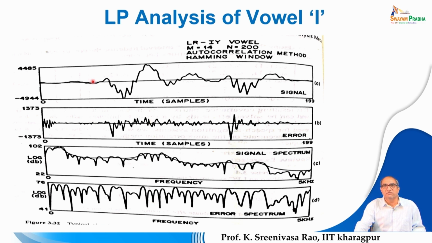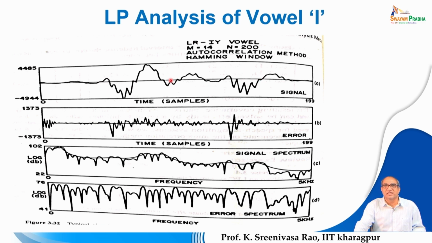We see in the analysis phase, this is a particular speech segment to be analyzed. From this speech signal, in the analysis phase, we get a set of LP coefficients, and then the outcome will be the error signal. Now, if you compute the spectrum of the vocal tract, it is 1 by A of Z. If you compute the spectrum for 1 by A of Z, you can see a smooth spectrum, the line superimposed on the true spectrum. The true spectrum is the spectrum of the speech signal.